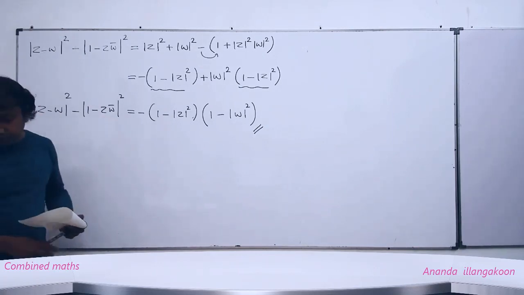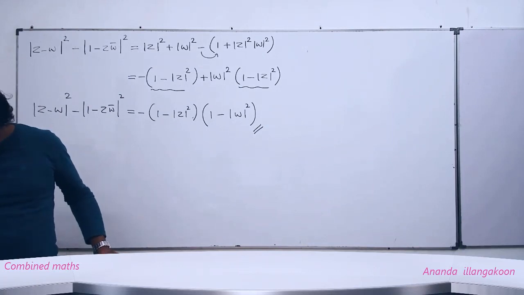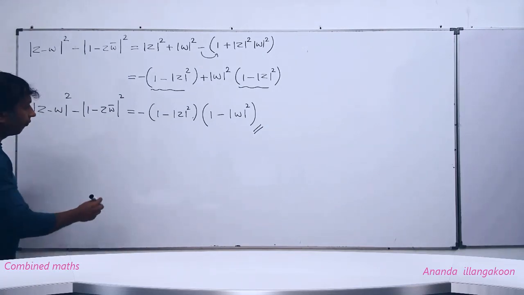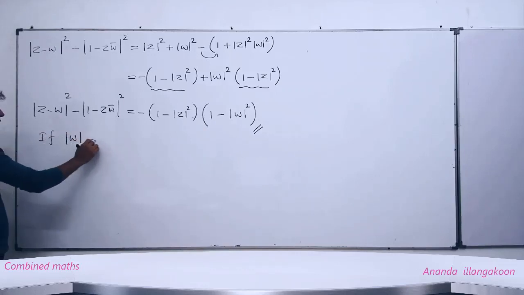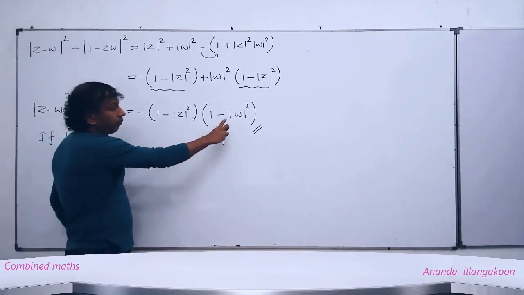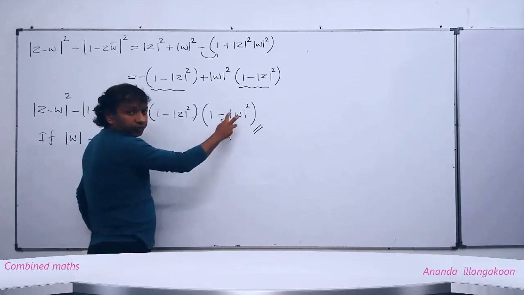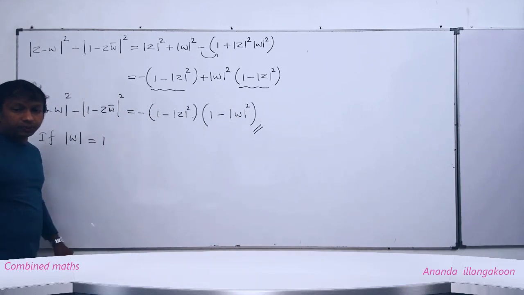Right. What's the last part? Deduce that if mod W equals 1, what happens, people? This is 1. 1 squared is 1. Then this bracket will be 0. If this is 0, this product will be 0. The right hand side becomes 0.